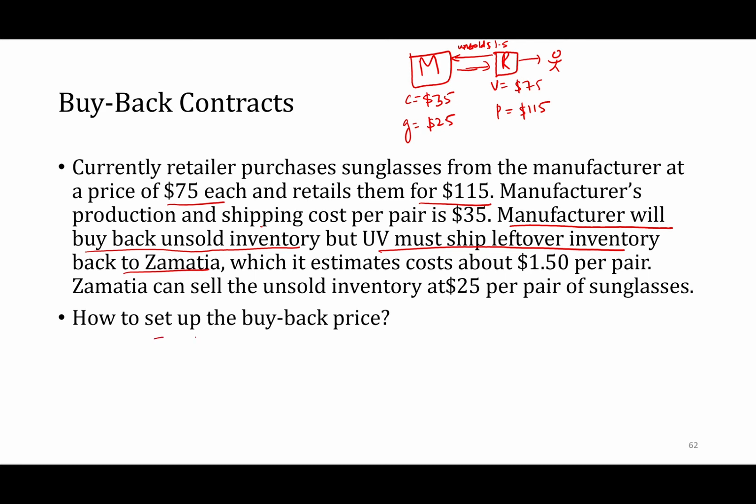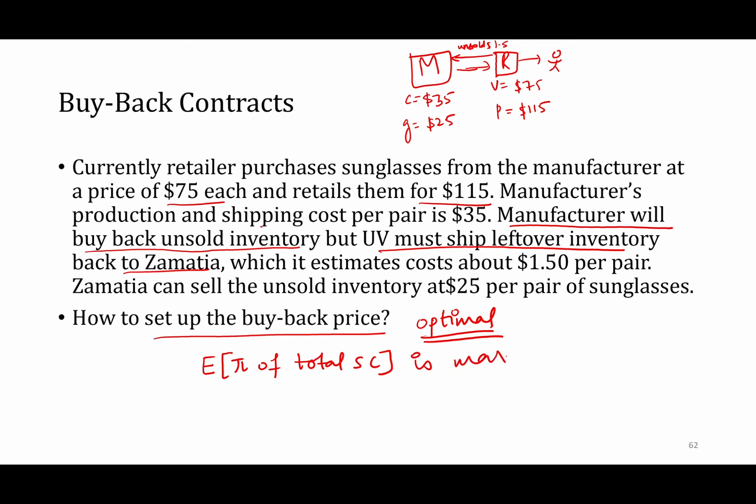So the question becomes, how do we really set the buyback price? The price that we want to set in this case is the optimal buyback price. And what do we mean by the optimal buyback price? It is the price which ensures that the expected profit of the total supply chain is maximum. We'll take a look at that in a little while. But first we need to find out how we set up this buyback price.